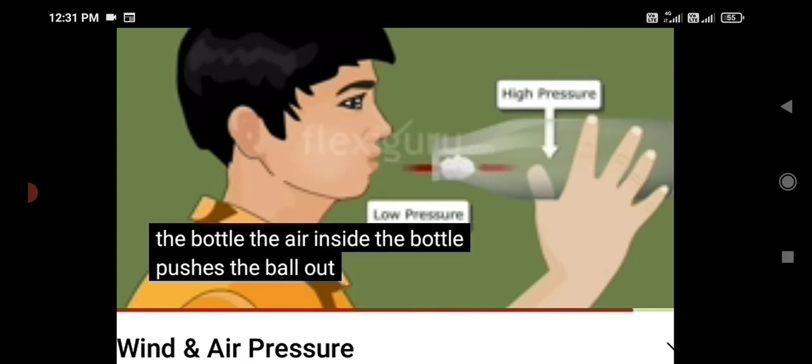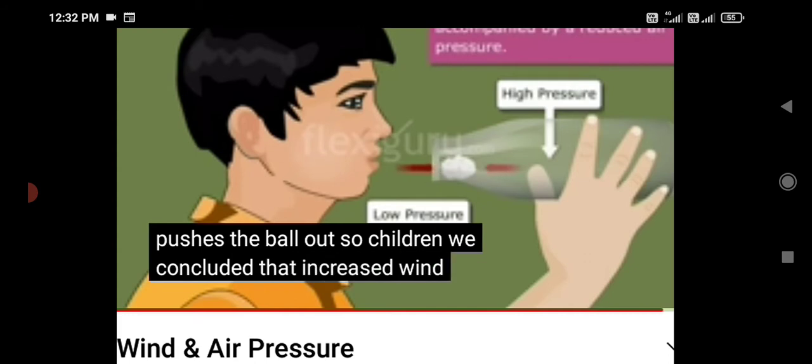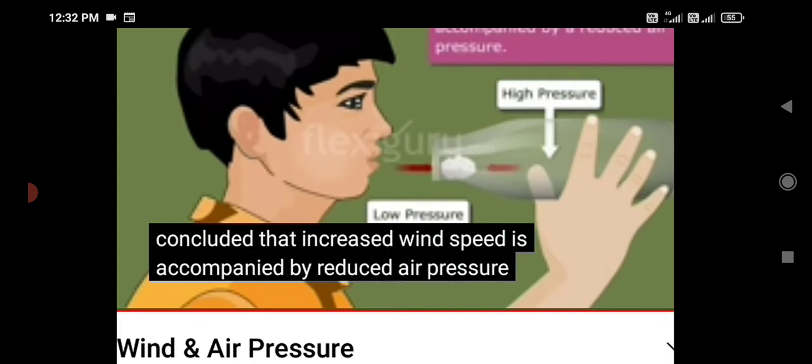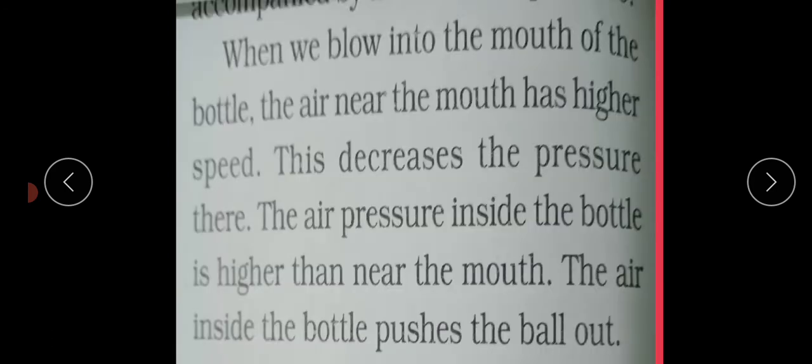Mostly if you blow, the ball would try to move and fall down the bottle, but not like that. Instead, the ball comes out. Why? What is the reason? Whenever you apply high speed air through the bottle, the inside air has high pressure that opposes the ball's movement. So the high pressure air inside the bottle pushes the ball outside. Outside at the mouth of the bottle, high speed, low pressure. Inside the bottle, high pressure, low speed. So the high pressurized air inside the bottle pushes the ball outside. This is the only reason. Next, one more example.